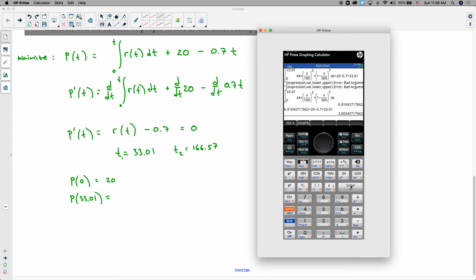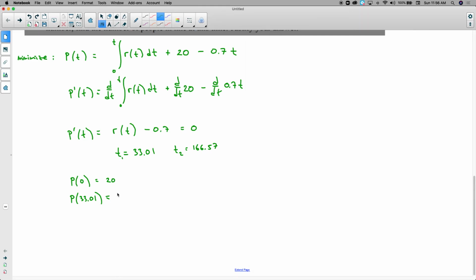Checking that real quick. Oh, so 3.8 people in line. I'm thinking that's going to be the low one. But let's go ahead and quickly test 166.57 seconds, and see what's up with that.